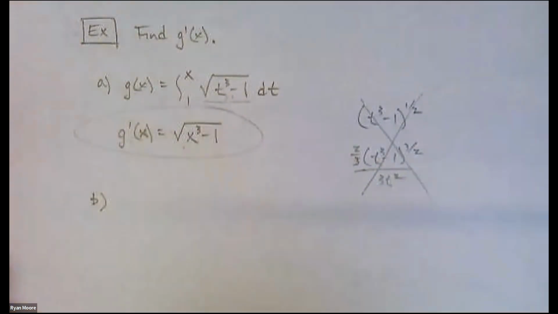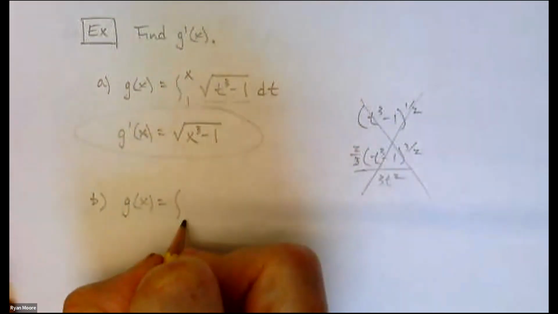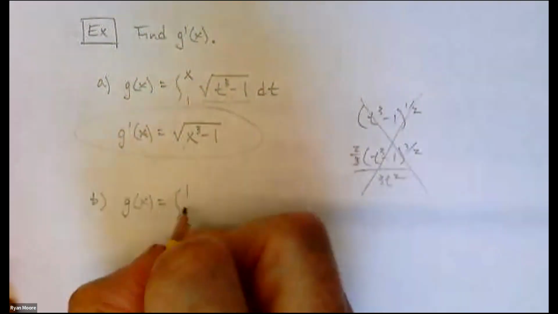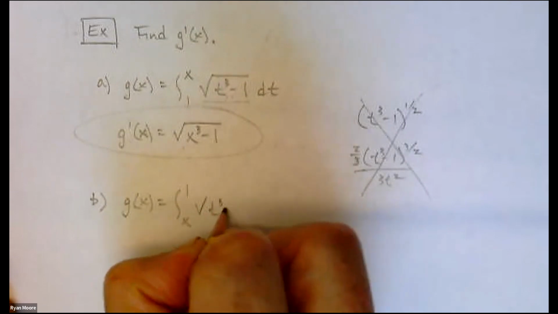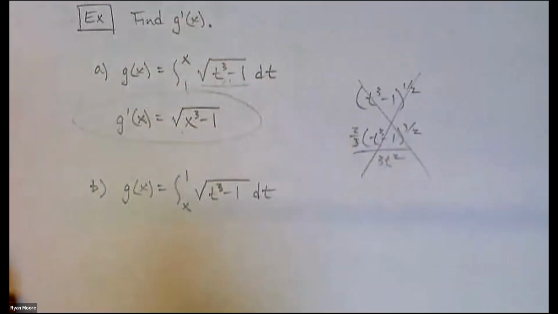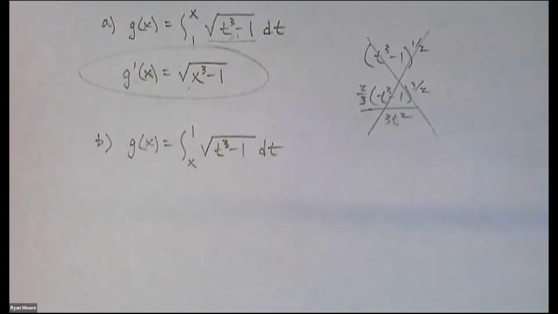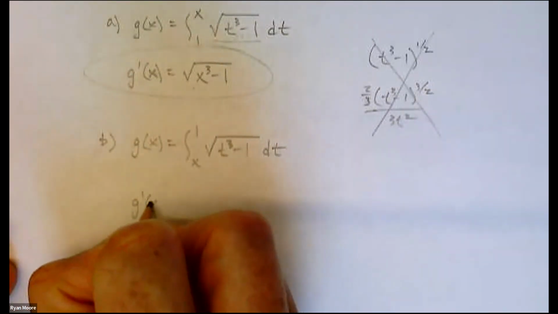Fascinating. Okay, let's try this again. This time though, we're going to switch the order of the x and the 1. We're going to put the x on bottom, the 1 on top. G prime x.